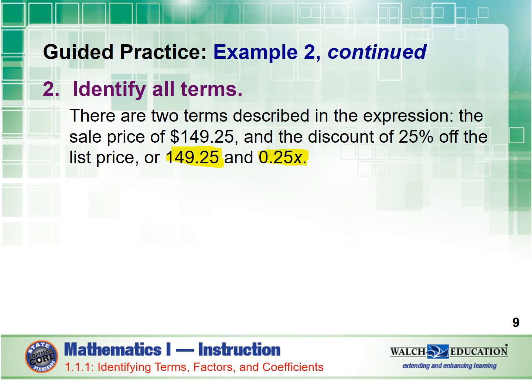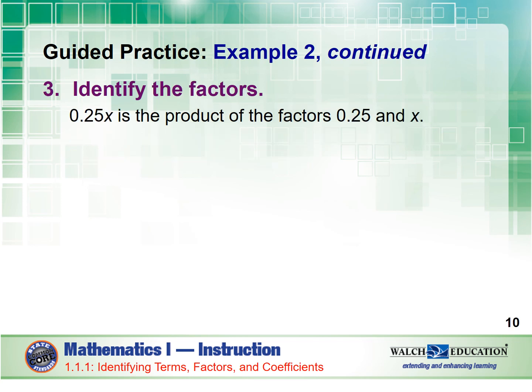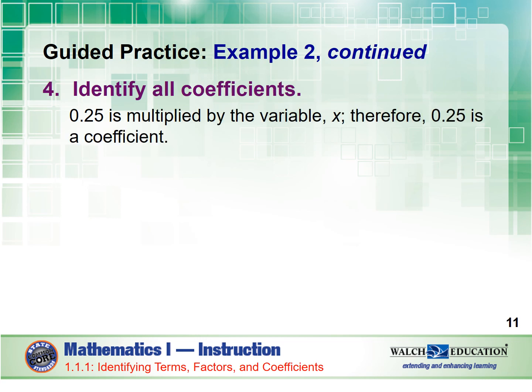Now just pay attention for a minute. What's the difference between these two numbers? What does one have that the other does not have? A variable. 149.25 does not have a variable, so remember what that's called. Next, we're identifying the factors. 0.25x is the only one that has a variable, so whenever you're identifying factors, 0.25 is a factor and x is a factor. If it doesn't have a variable, there are no factors to identify.